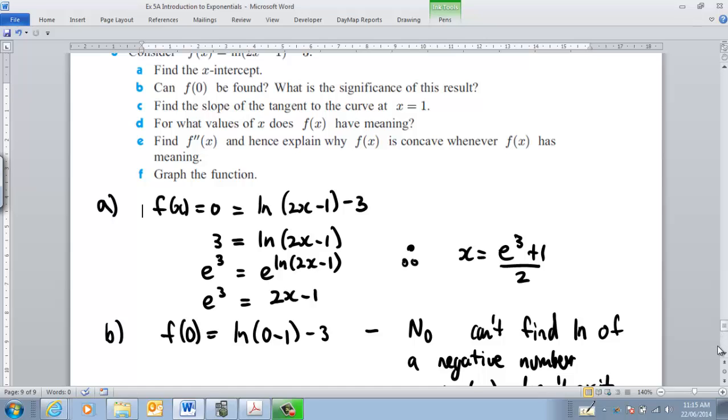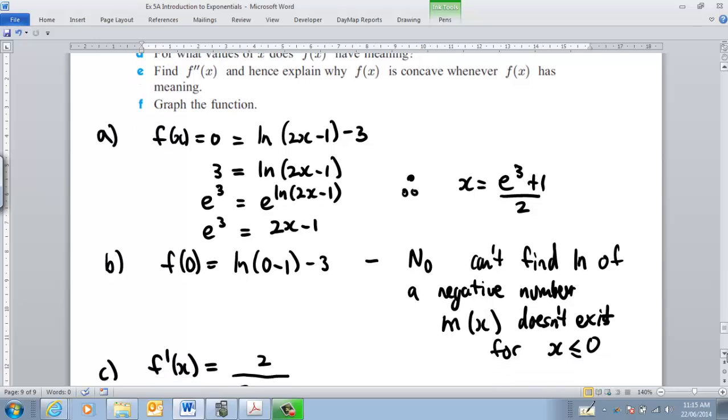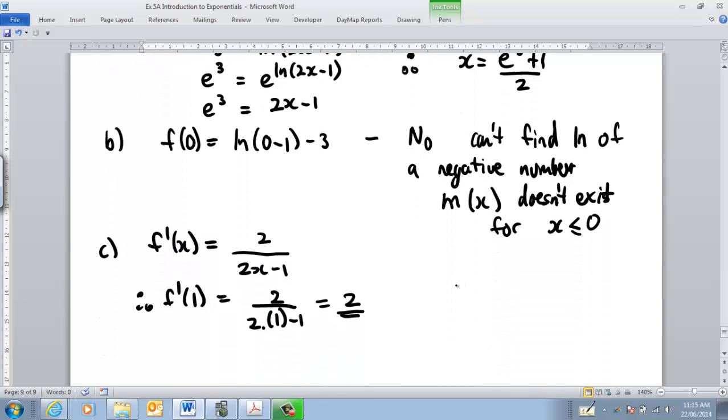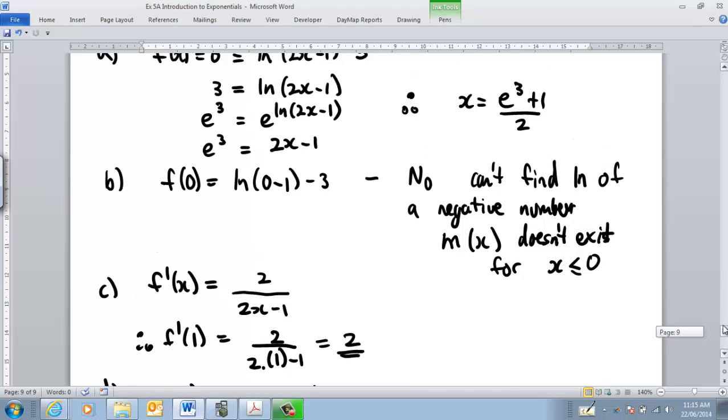For what value of x does f of x have meaning? Well, obviously it has meaning because it exists for all values when x is greater than 0. Right? So f of x exists when x is greater than 0. If x is equal to 0, it doesn't exist, does it? As we've basically shown you.